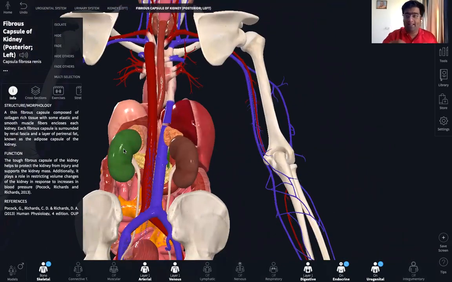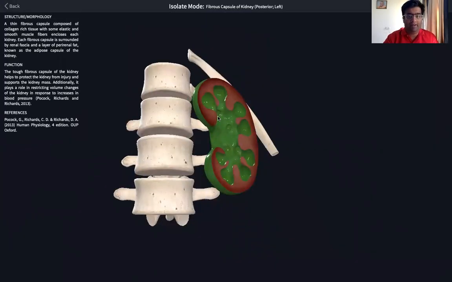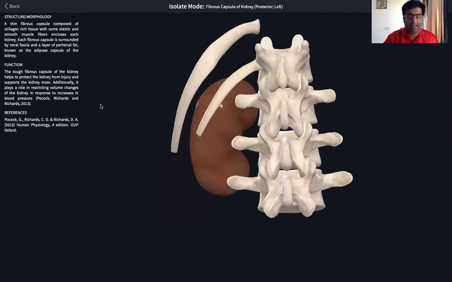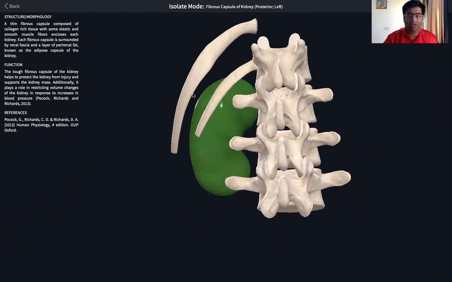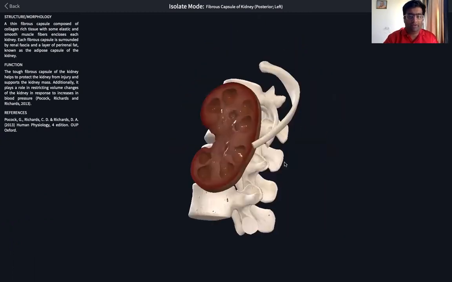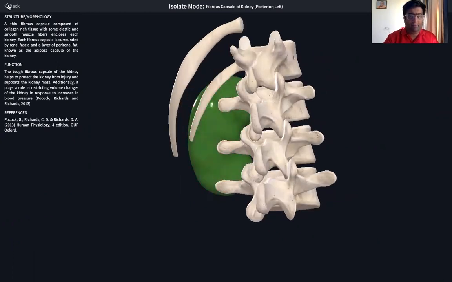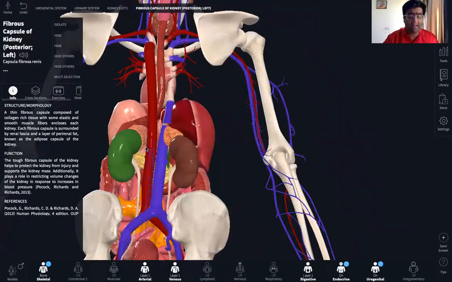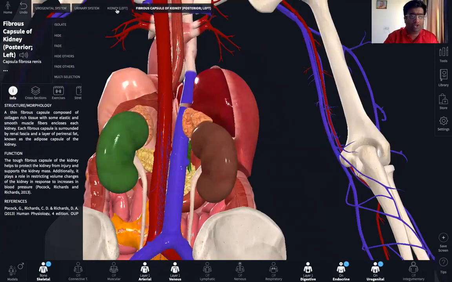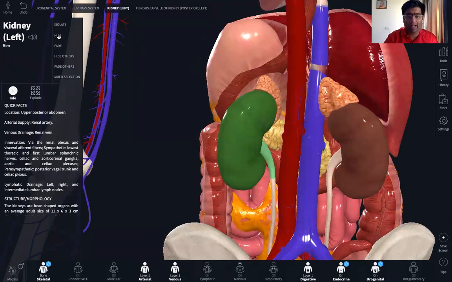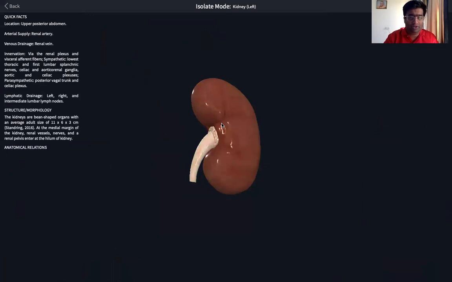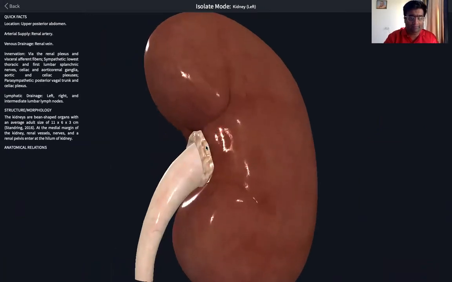Now, each kidney has two margins. If we isolate this here, we can see clearly each kidney has two margins. The outer margin is convex while the inner margin is concave. In the median region of the inner margin, there is a notch. And that notch is called the hilum or the hilus. I repeat, the notch that is present on the inner margin is called the hilum.